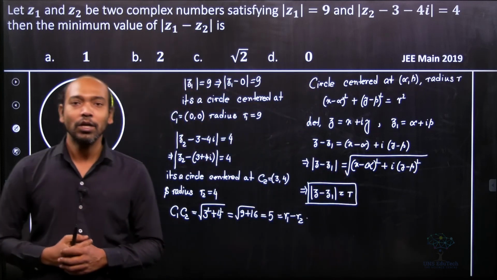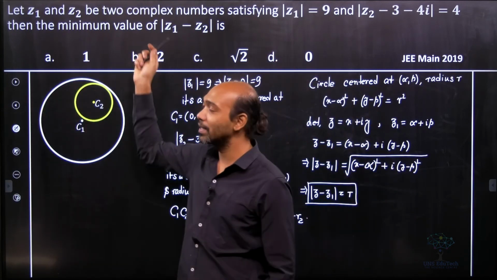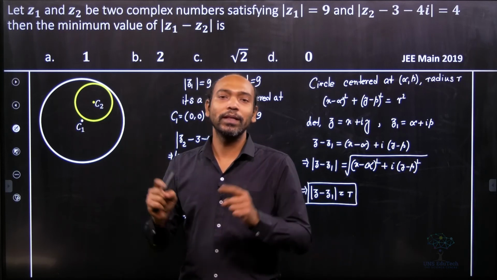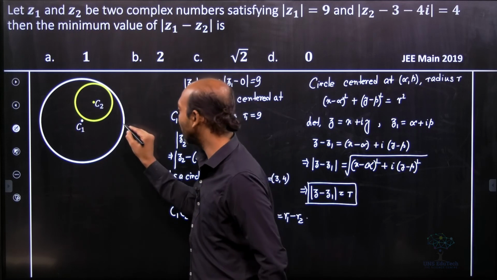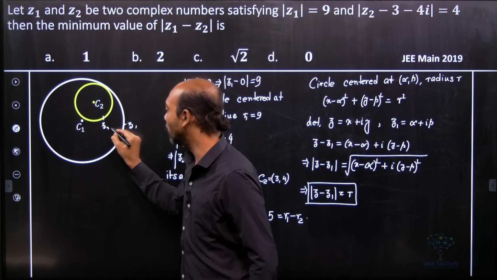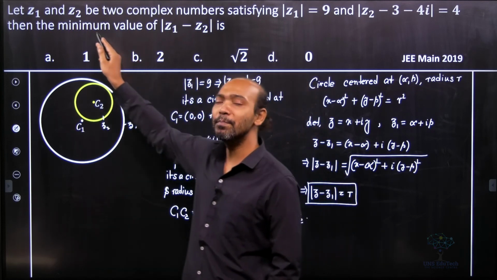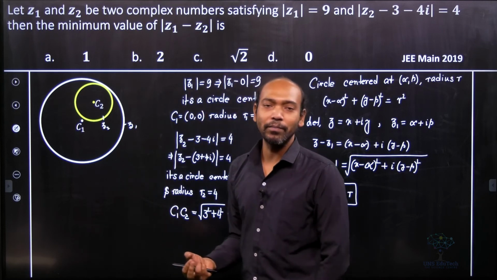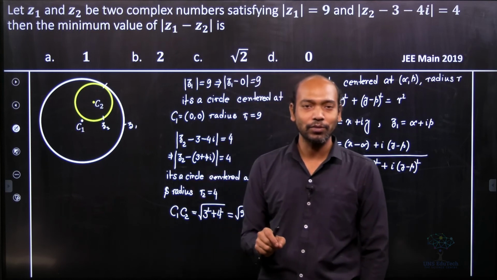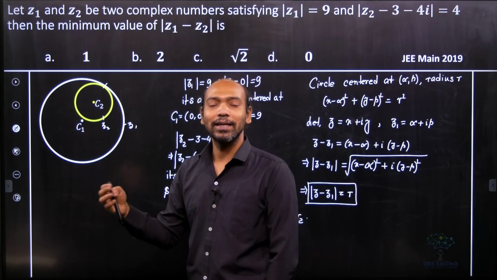So what does mod of z1 minus z2 represent in complex numbers? It says the distance between the two complex numbers. Suppose my complex number z1 is here, and the second complex number z2 is here. So therefore the distance is mod of z1 minus z2. Now what is the minimum value? They always have a minimum value at the intersection point, because when they are at the intersection point, obviously z1 minus z2 is 0 because they are the same point.